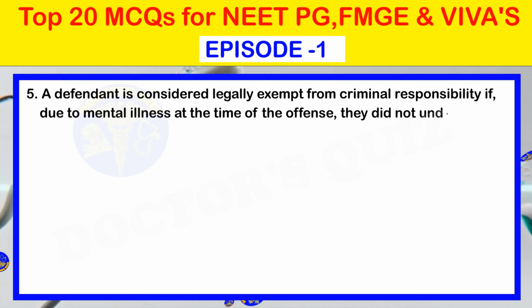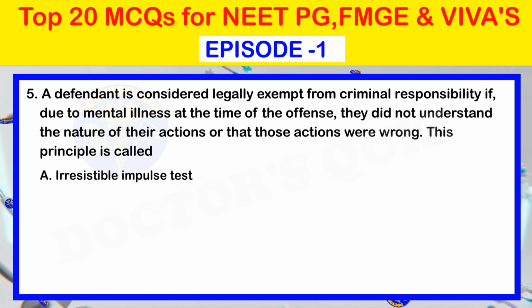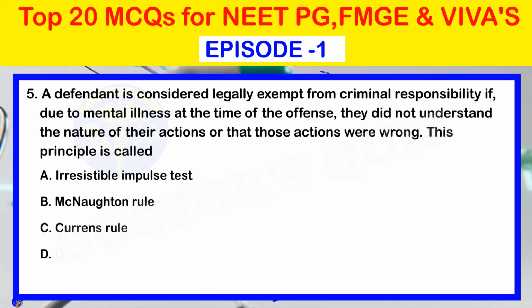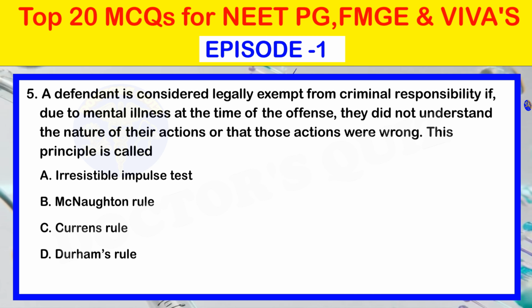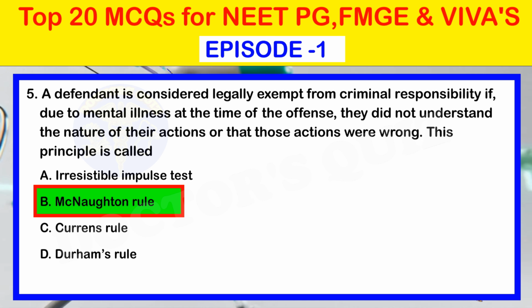A defendant is considered legally exempt from criminal responsibility if, due to mental illness at the time of the offense, they did not understand the nature of their actions or that those actions were wrong. This principle is called. Options are irresistible impulse test, McNaughton's rule, Curran's rule, or Durham's rule. Answer is option B, McNaughton rule.